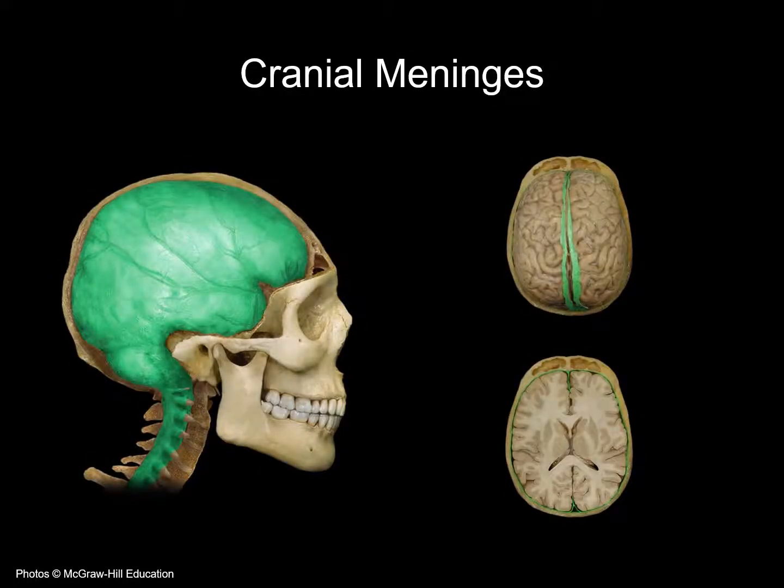So cranial meninges, again, this is also showing the fact that you have meninges on the spinal cord itself, showing the fact that it borders the longitudinal fissure and surrounds the entire brain within the cranial cavity.